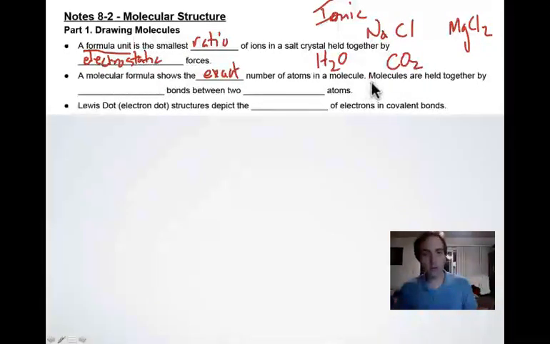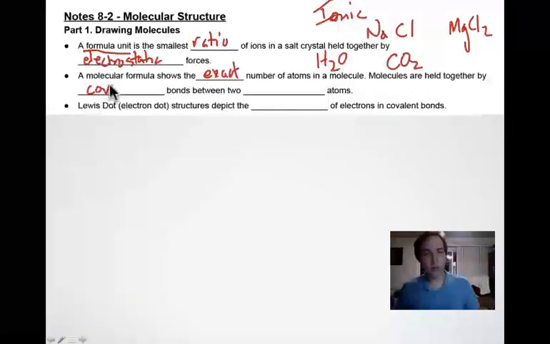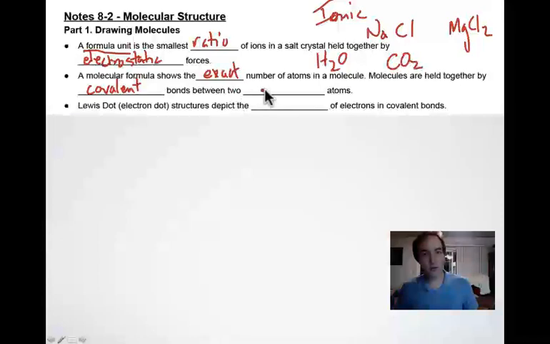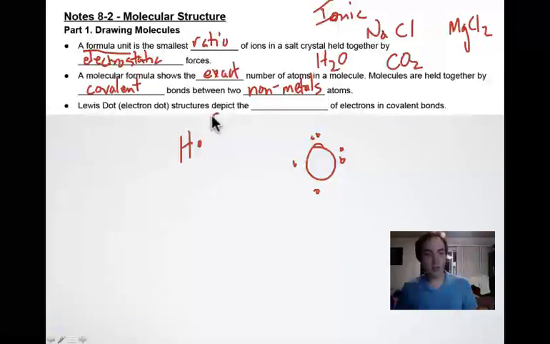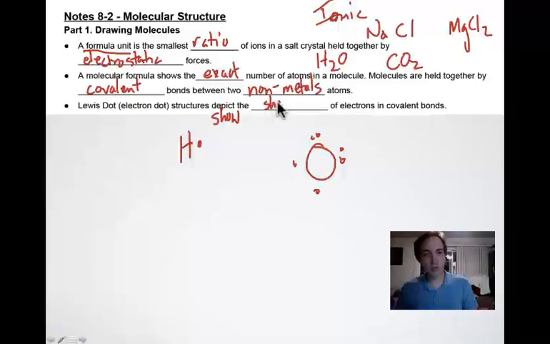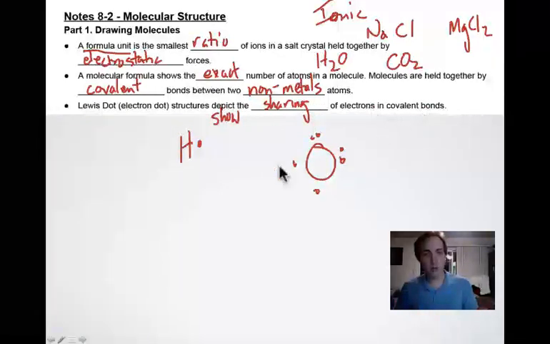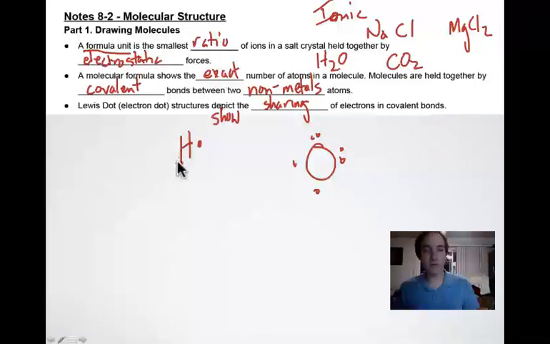And so for molecules, they're held together by covalent bonds, and these occur between 2 nonmetals. So when you're trying to figure out if something is covalent or ionic, covalents are always nonmetal bonded to nonmetal. And the last idea here is Lewis dot structures, so for example, hydrogen with 1 dot, or something like oxygen with 6 dots. Remember, the dots represent the valence electrons. These Lewis dot structures are able to depict, meaning they're able to show, the sharing of electrons in covalent bonds. That's the whole purpose of Lewis dot structures, is to show that sharing.